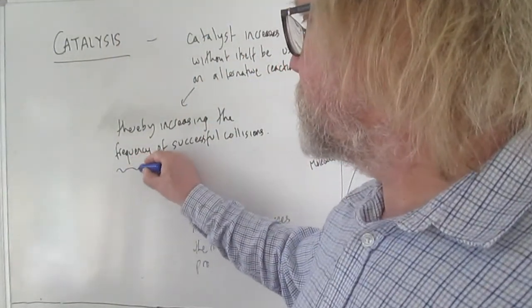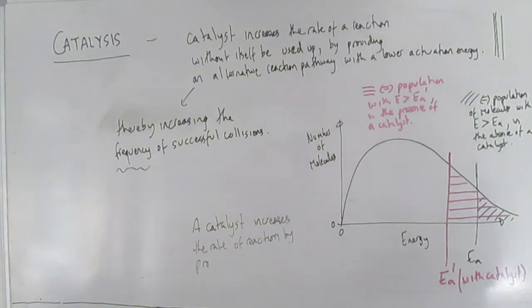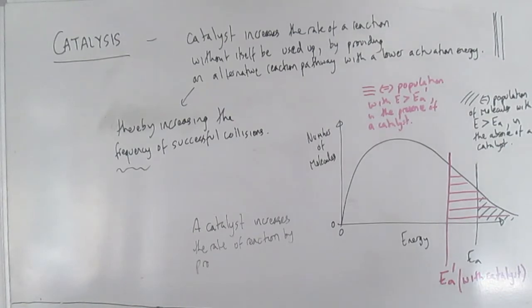That word frequency is important there. People tend to say increasing the number of successful collisions, and examiners tend to get all pedantic then and say, well, the number of successful collisions is however many you want it to be, you just have to wait as long as it takes. So they're being awkward there and saying, well, it's not the number, it's how many you get in a given time. So frequency is a good way of saying that.